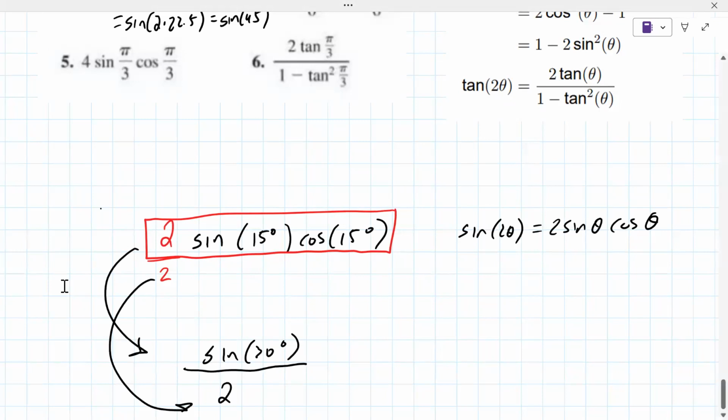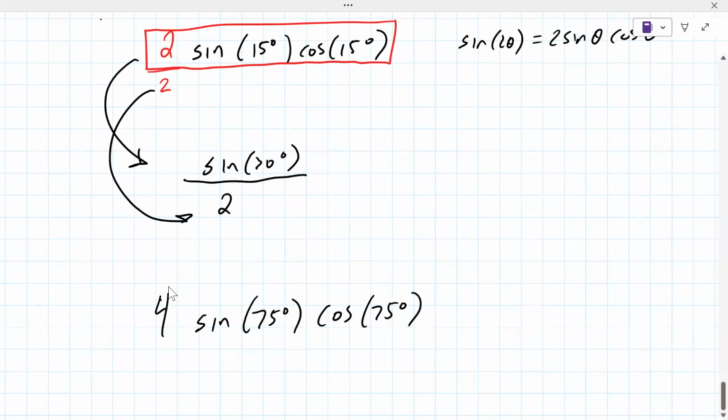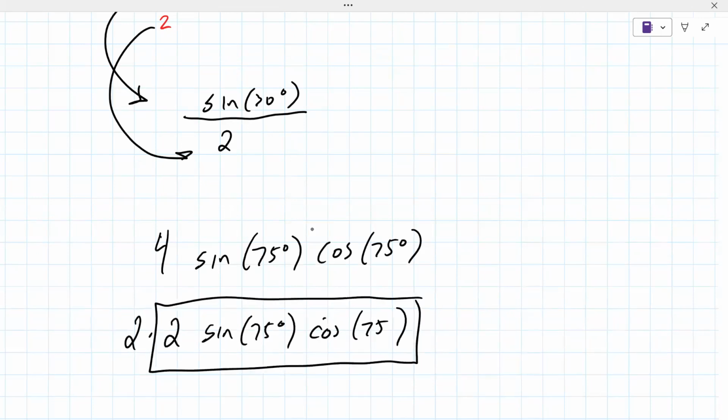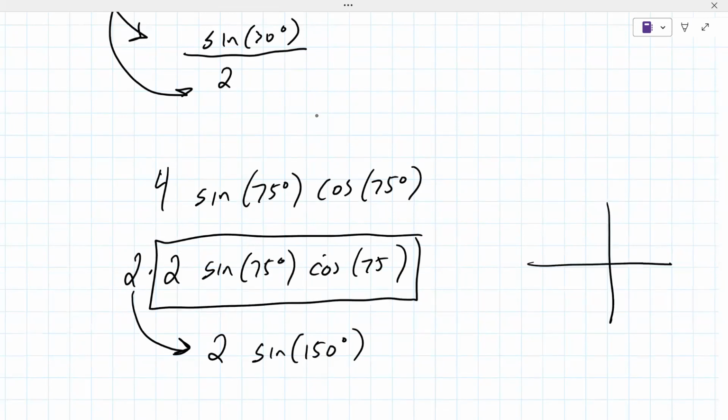The other type of problem you'll see is something like 4 sine 75 degrees, cosine 75 degrees. It looks a lot like this formula here, except there's a 4 instead of a 2. So you make it 2 times 2 sine 75 cosine 75, and this part is that identity. The part in the box becomes sine of 150 degrees, which is on the unit circle, and you bring this 2 down with it. The sine of 150 is 2 times 1/2, which equals 1.